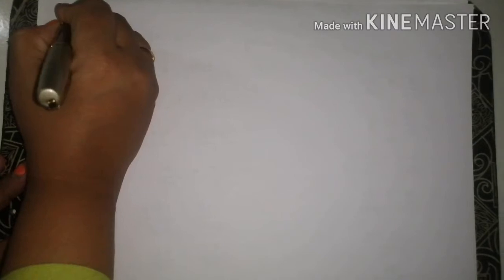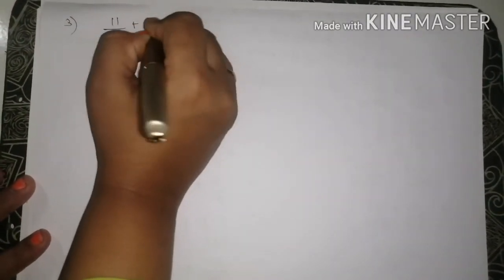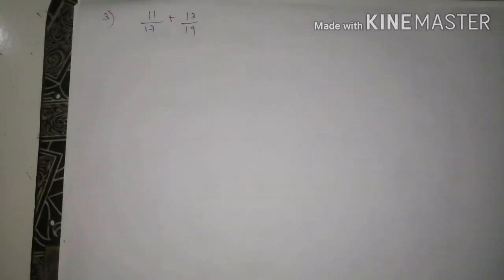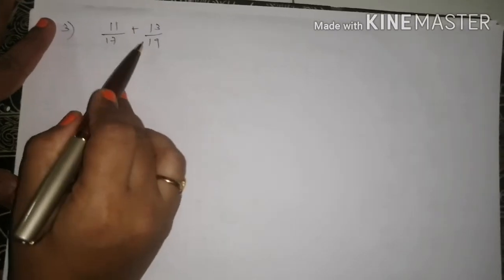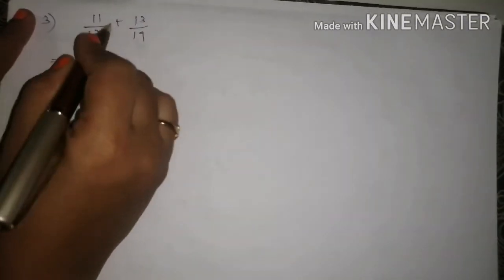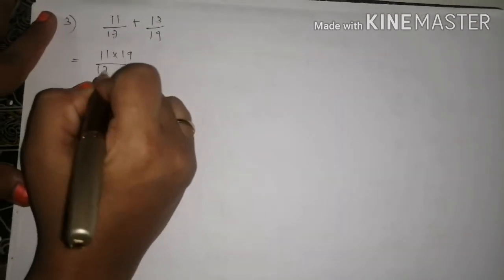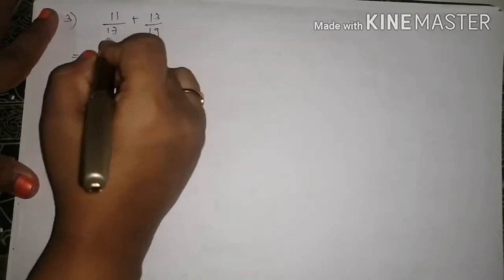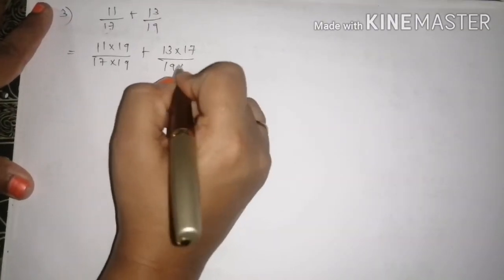Third sum is 11 upon 17 plus 13 upon 19. This is your third sum. Again, see the denominators are not same, so I have to make the denominator same by doing cross multiplication. So 11 into 19 upon 17 into 19 plus 13 into 17 upon 19 into 17.